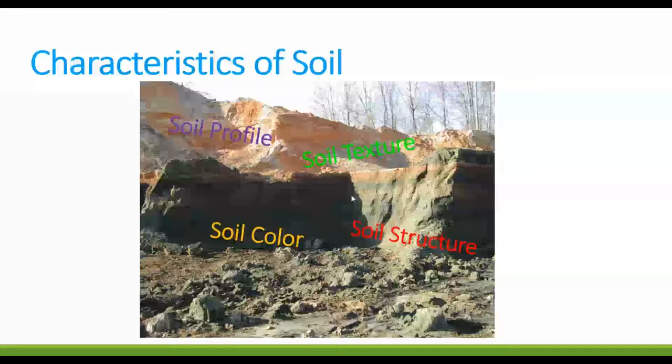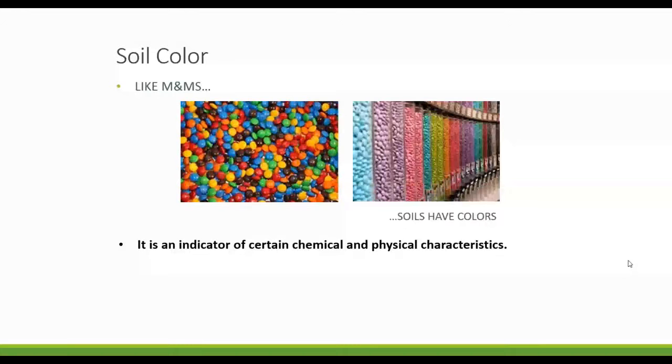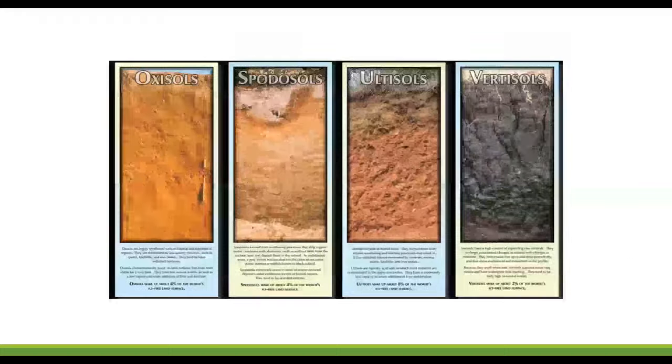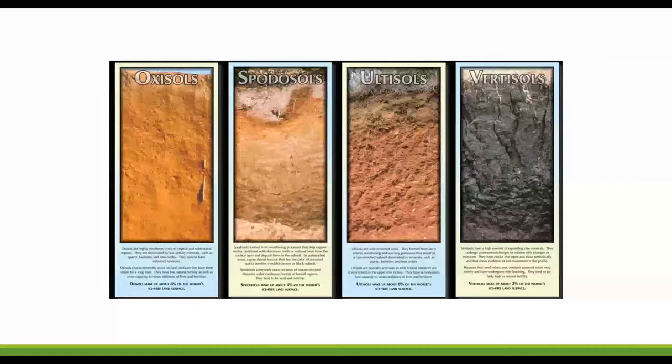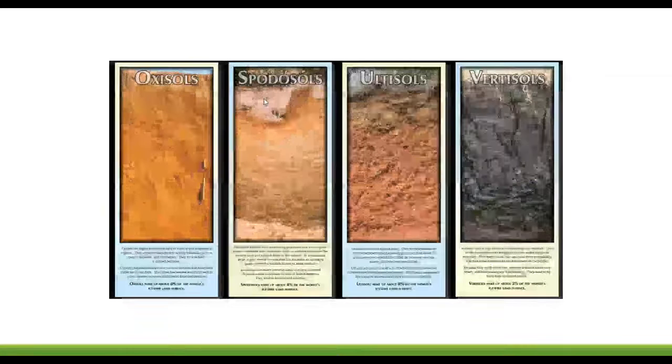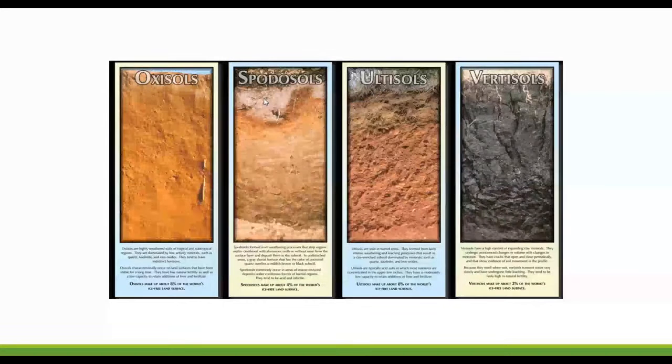The most obvious one that people notice is color. And just like you see there, we're all familiar with M&Ms. And just like M&Ms, soil is colorful too. Just take a look at these four pictures. I think you've seen something like this when Dave was speaking. In these pictures, we can see different colors, yellow, red, or brown, bleached color. We can see dark color. Well, what do all these colors mean?